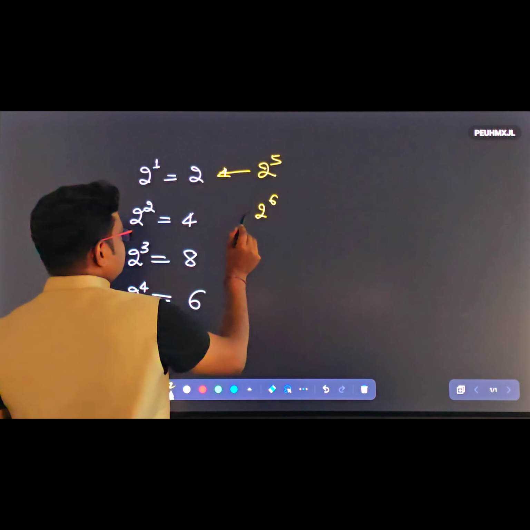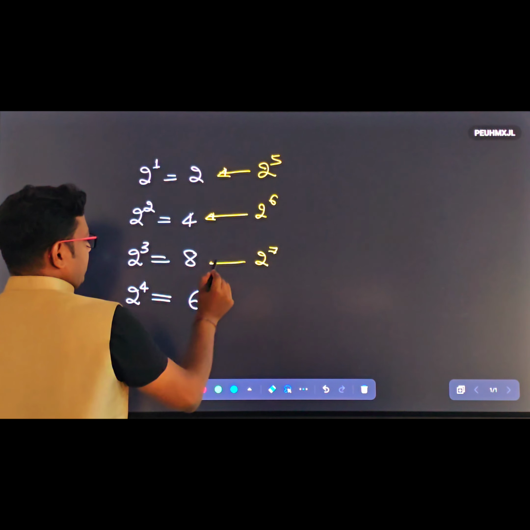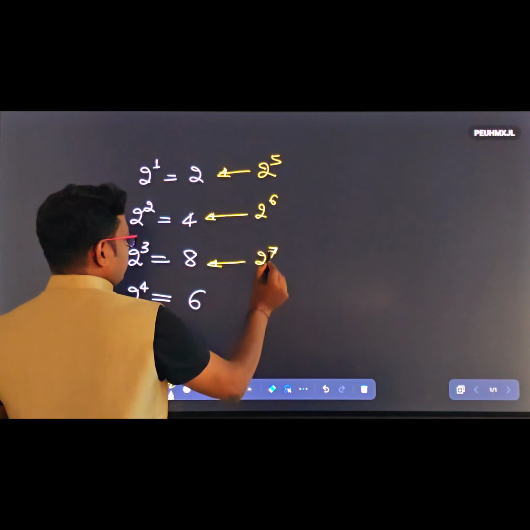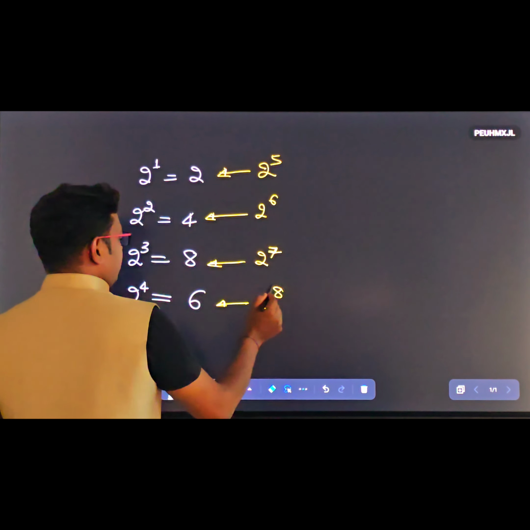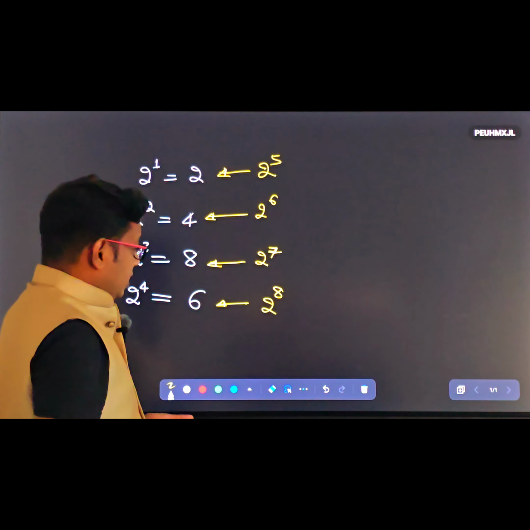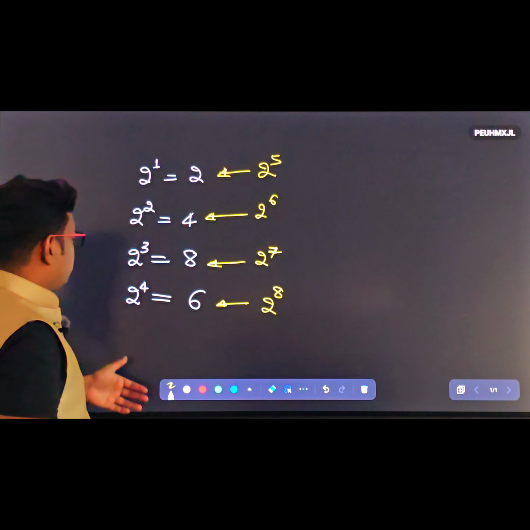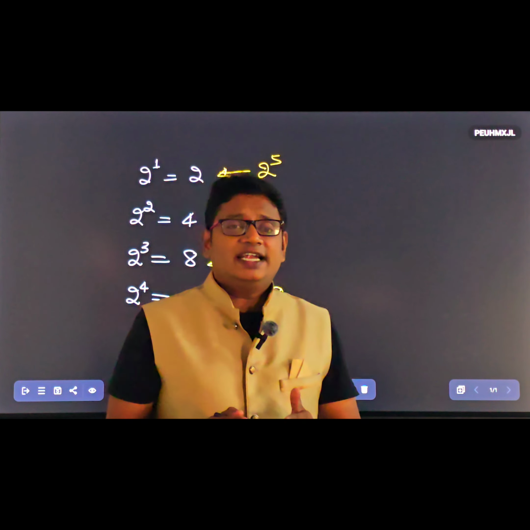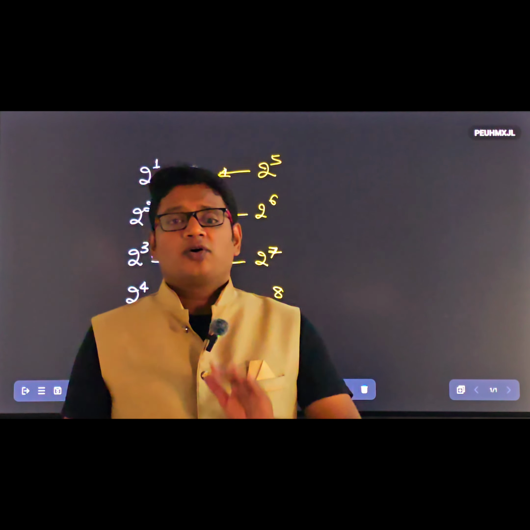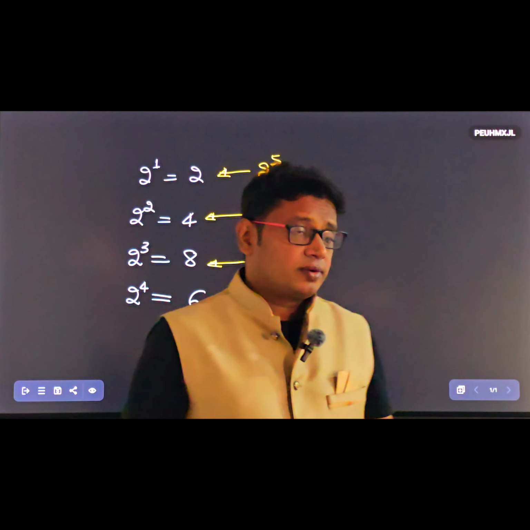Now 2 power 5 is again 2. 2 power 6 is again 4. 2 power 7 is again 8. 2 power 8, again it is 6. The same thing is going to repeat. When is it going to repeat? After 4. Hence, the cyclicity for 2 is 4. Understood? The cyclicity for 2 is 4.